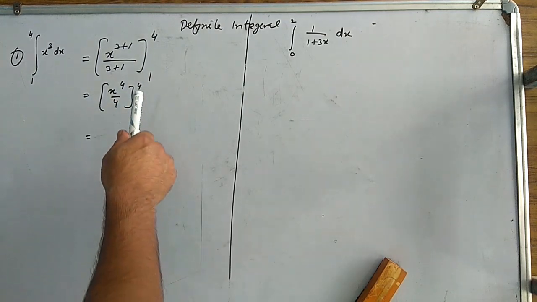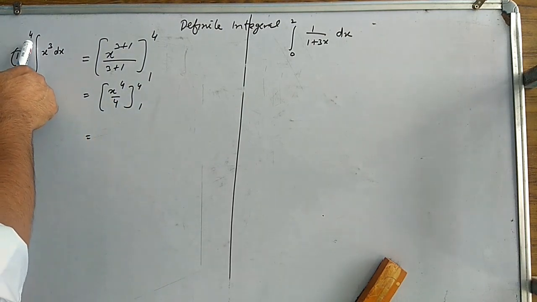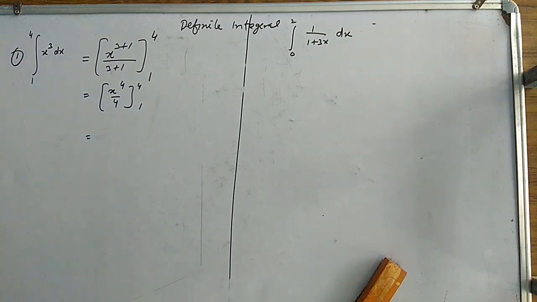Now see, these are the limits 1 and 4 of x. X is going from 1 to 4. 1, 2, 3, 4, these are the limits. 1 is there, 2 is there, 3 is there, 4 is there, x is going from 1 to 4, right?